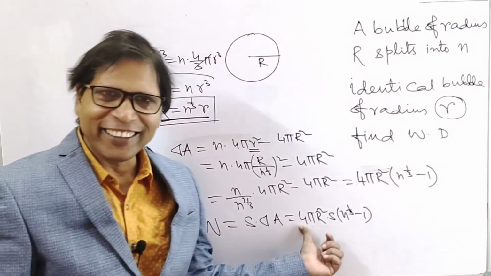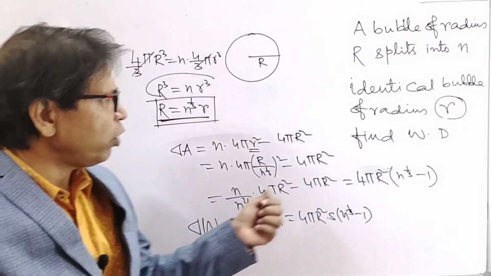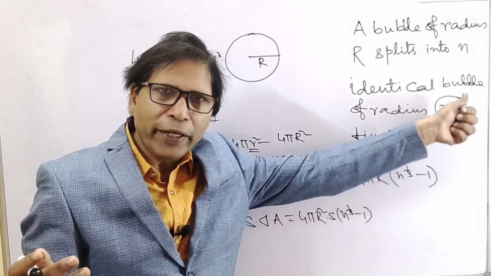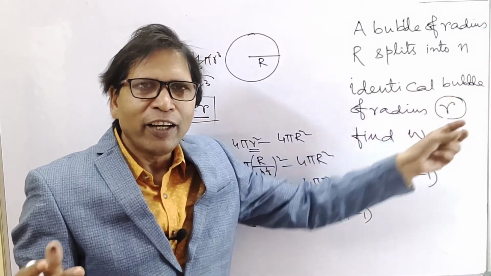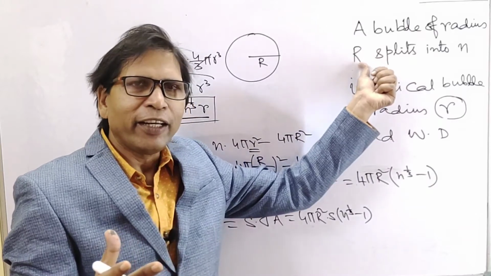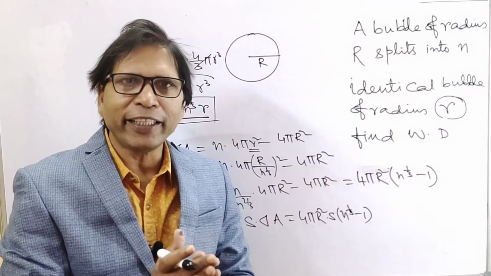Okay, understood? Next, look at this, if n number of smaller bubbles, each of radius small r, coalesce to form a large bubble of radius capital R, then surface area decreases.